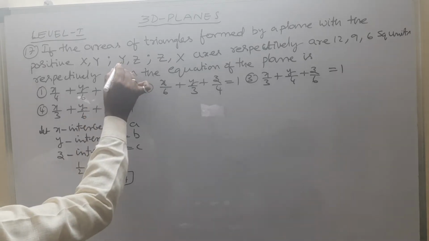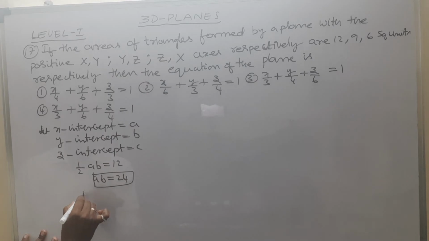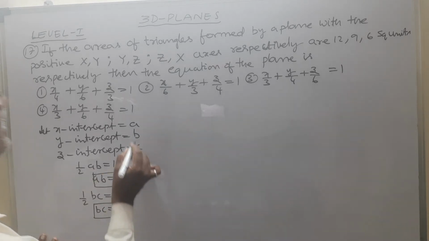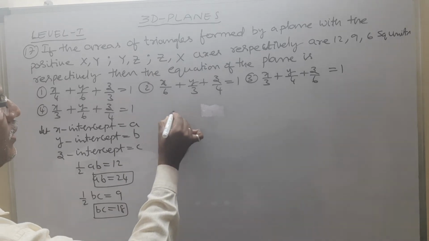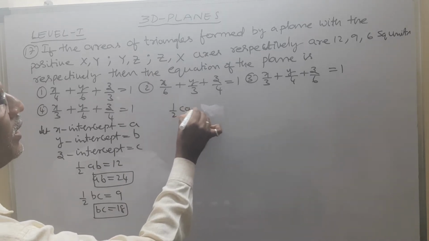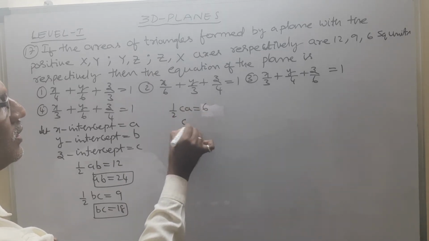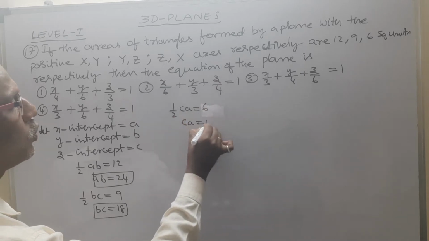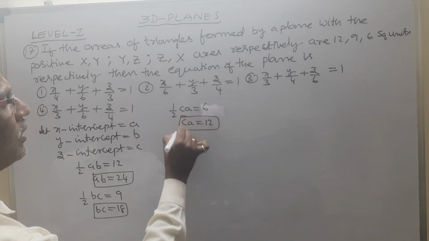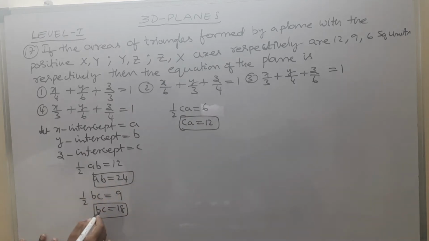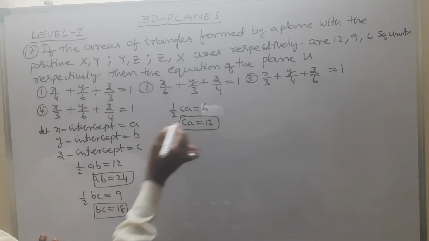Next, in yz plane, half of bc equal to 9. bc equal to 2 into 9, 18. bc equal to 18. Next, area in zx plane, half of ca equal to 6. ca equal to 2 into 6, 12. Here ab equal to 24, bc equal to 18, ca equal to 12.